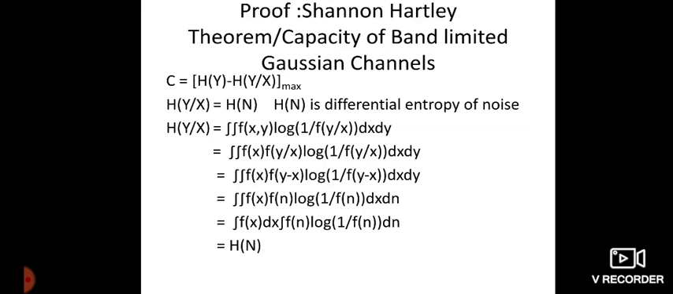We will see the proof of the Shannon-Hartley theorem, and also the channel capacity of a band-limited Gaussian channel. Okay, so we will start with C.